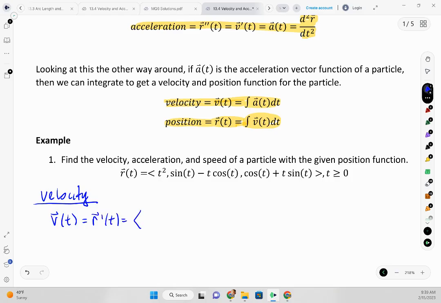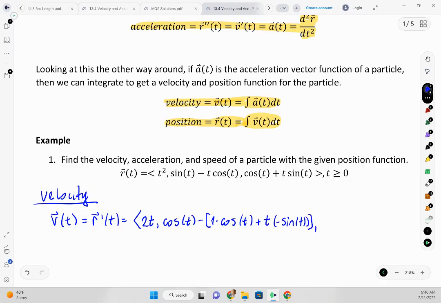So we'll very carefully take derivatives. The derivative of t squared is 2t. The derivative of sine is cosine of t. The derivative of this minus t cosine of t, I'm going to go ahead and use some parentheses here. We have a product rule. Derivative of the first is 1 times the cosine, and then plus the first t times the derivative of cosine, which is a negative sine of t.